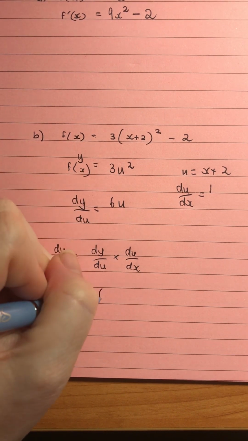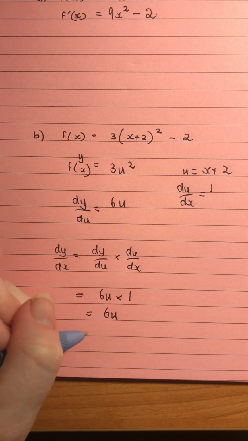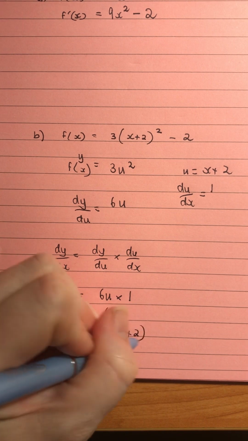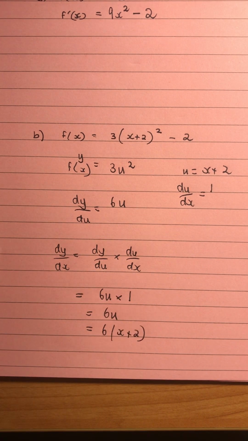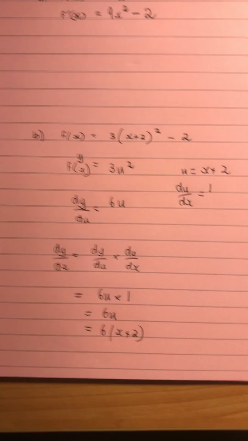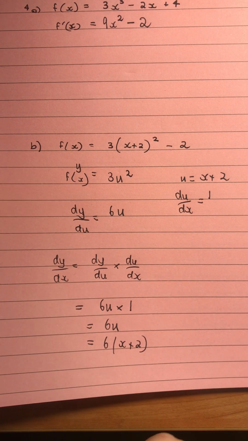So then we will bring that 6u and we're going to multiply it by 1. So we just get 6u. And then we need to put the u back in, which is our x plus 2. And so that's our answer. Now we could have just expanded that out and got our derivative that way as well. But usually you're wanting to demonstrate your knowledge of chain rule, product rule, quotient rule.